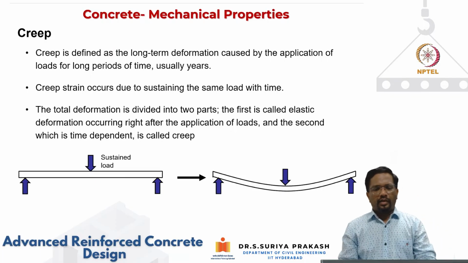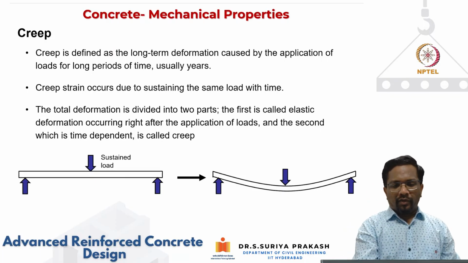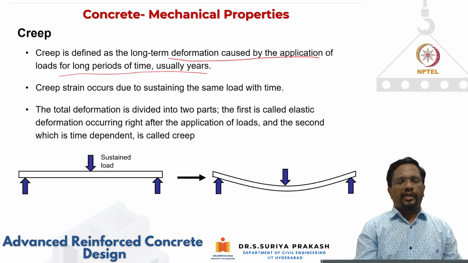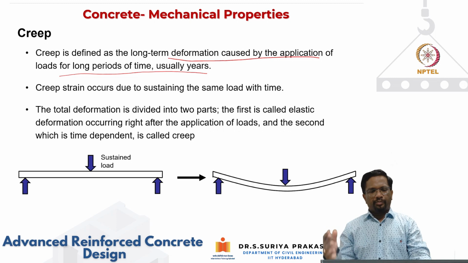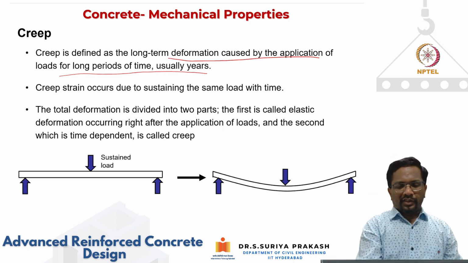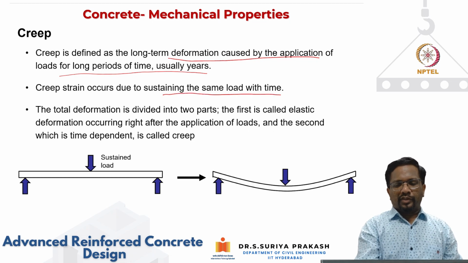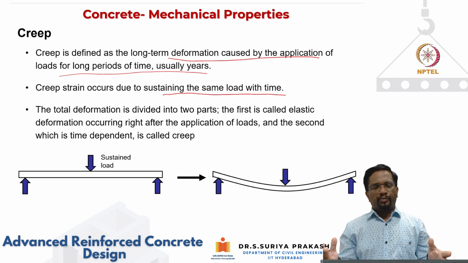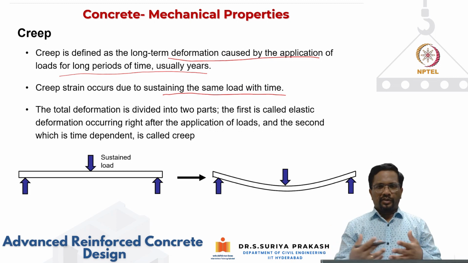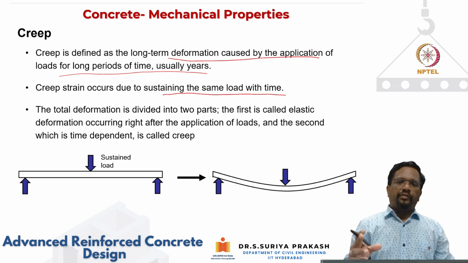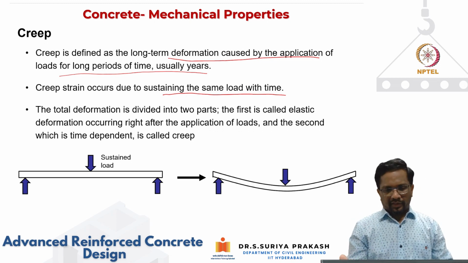So again, creep is defined as the long-term deformation caused by the application of loads for long periods of time, usually for years. It happens for a very long period of time. And creep strain occurs due to sustaining the same load with respect to time. So you know that sustained loads are always the dead loads, and superimposed loads are considered as sustained load because that is not going to change, that is going to always act. In addition to that, a fraction of live load is also considered as sustained load.